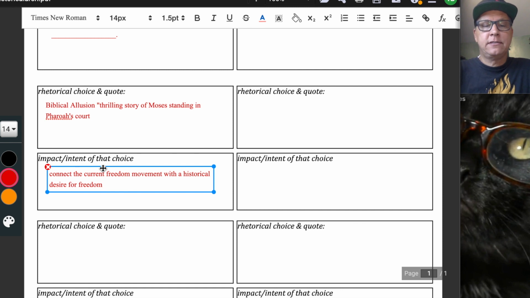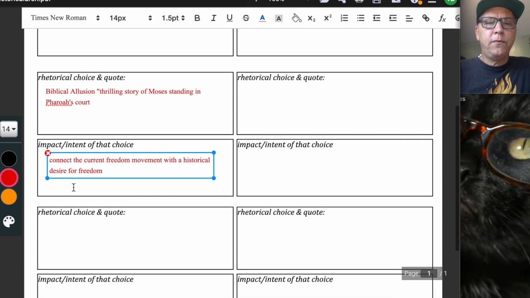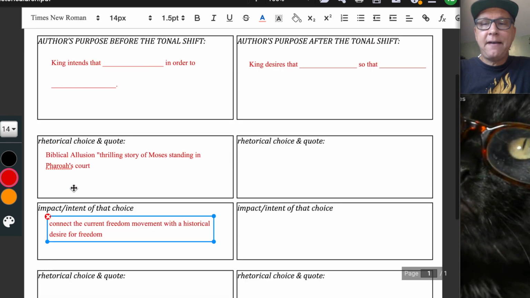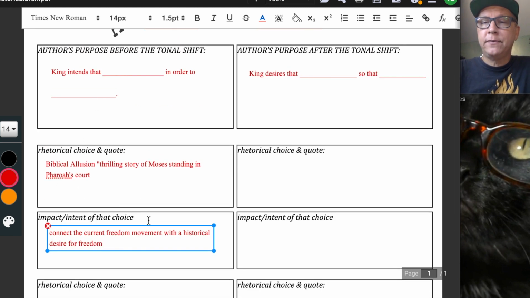analysis of that evidence. So notice that this impact or intent of that choice is a very important step. I don't want to stop here. I don't want to say King uses biblical allusion when he mentions the story of Moses and then just stop. What I want to do is make sure that I understand the allusion is used to do this, right? And then I would continue on. So hopefully you can see, right, some things definitely have to happen here before I can fill out this chart.